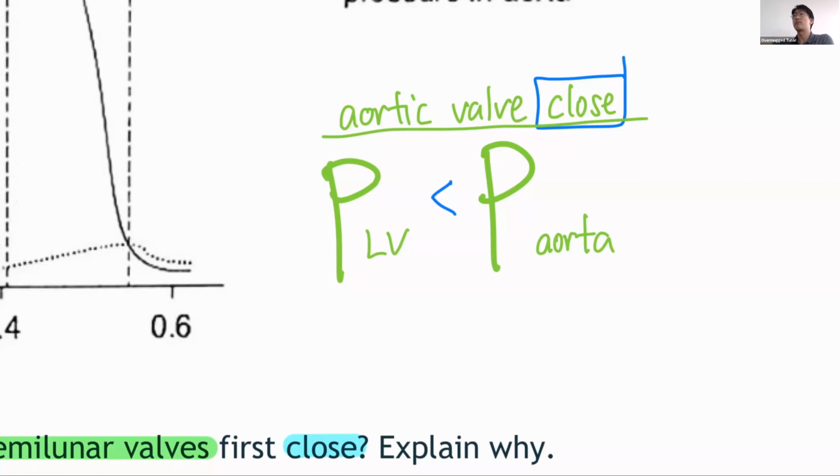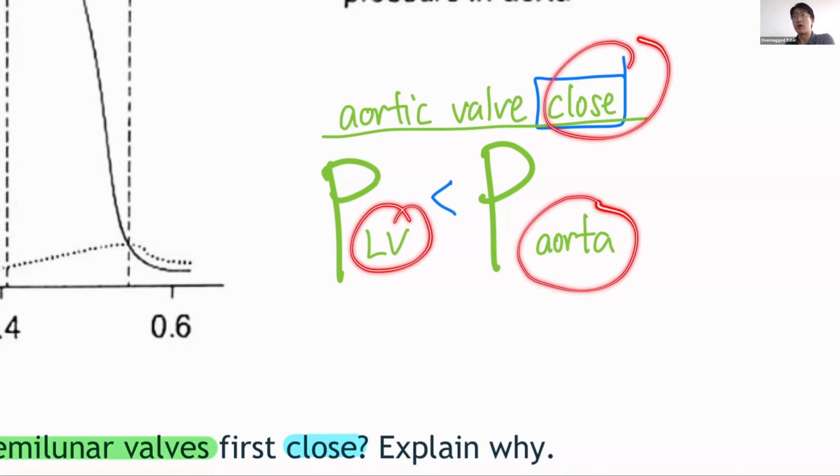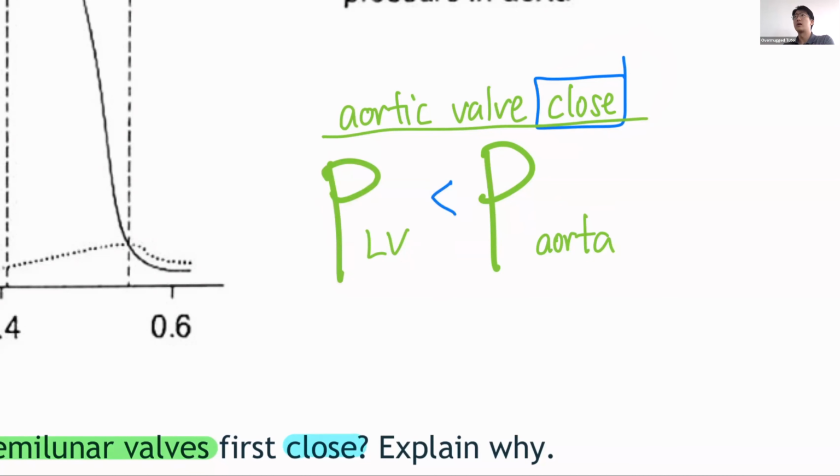This technique of finding out what happens to the valve at which point in time applies to all my valves. Any valve. First, you identify the regions. Then you look at this, open or close. Then you point the arrow in the direction. And then pressure, that's it. All of them are like that. So in this case, the aortic valve closes because the pressure in the LV is smaller than pressure in the aorta.